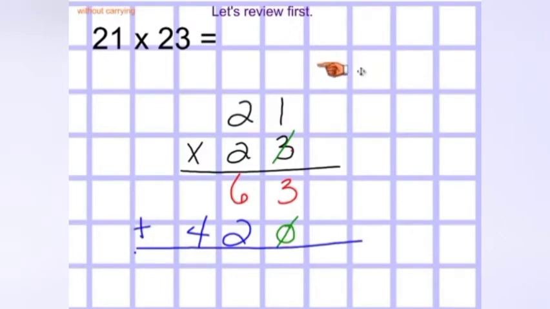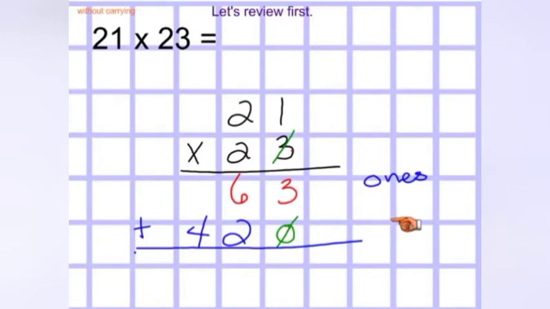Let me explain a little bit what you're really adding. When we did this 3 times the 21, the 3 is in the ones place. So that means 63 is the ones. And then the 2, which is in the tens place, times the 21, that 2 is in the tens place. Here's the answer to that.